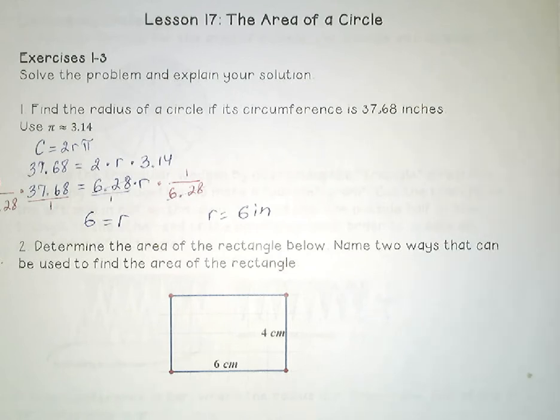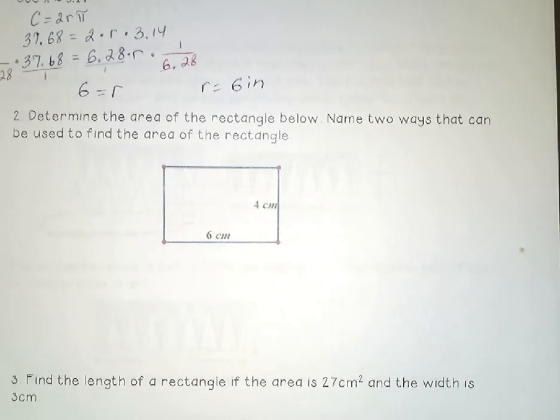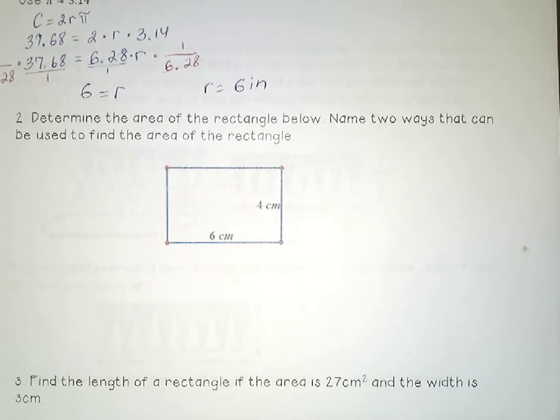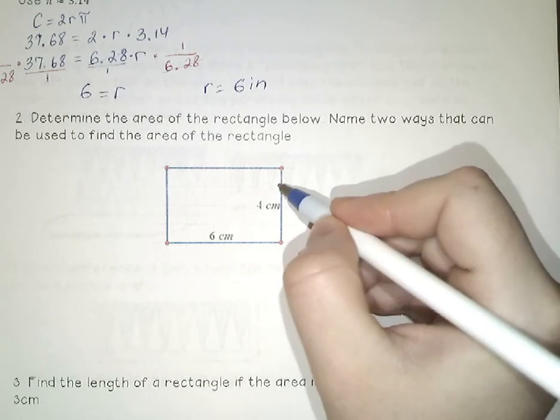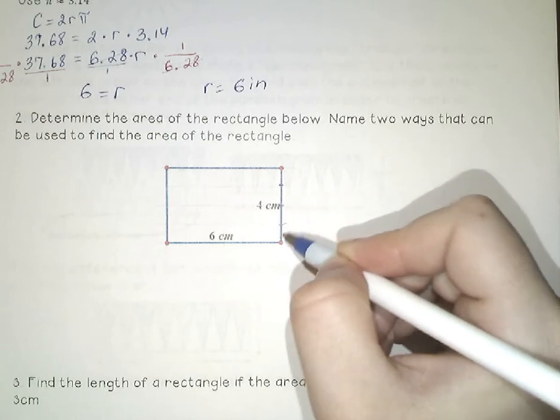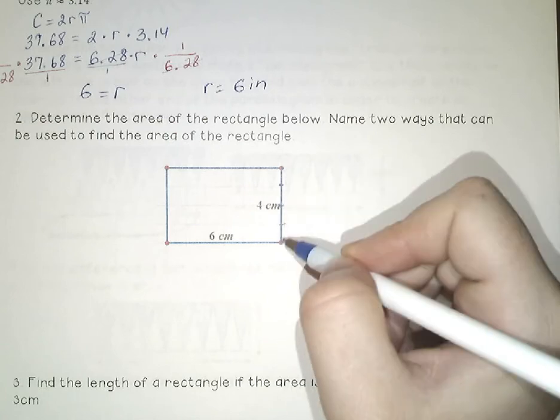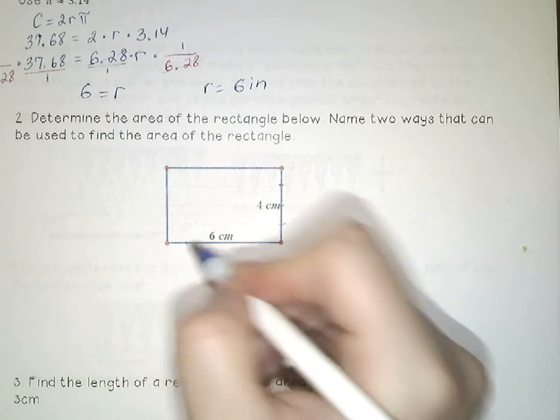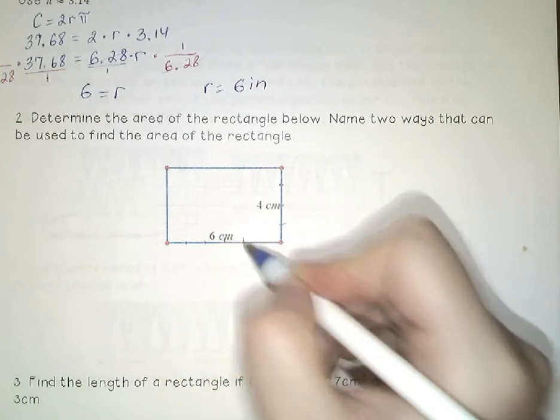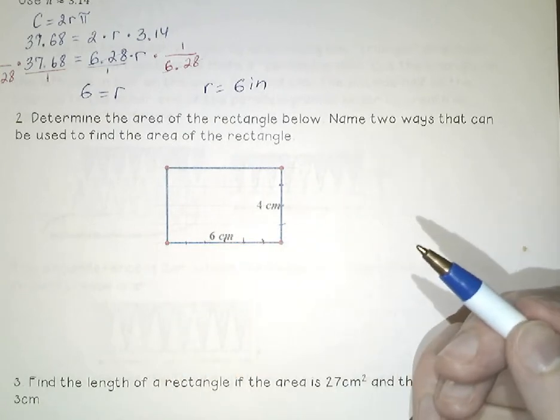Pretty easy. Determine the area of the rectangle below. Name 2 ways that can be used to find the area of the rectangle. Okay, going back into, I believe, 4th or 3rd grade, that's when you learned how to find the area of the rectangle. This rectangle is made out of 4 units that make the height of your rectangle and 6 units that make the length of your rectangle.